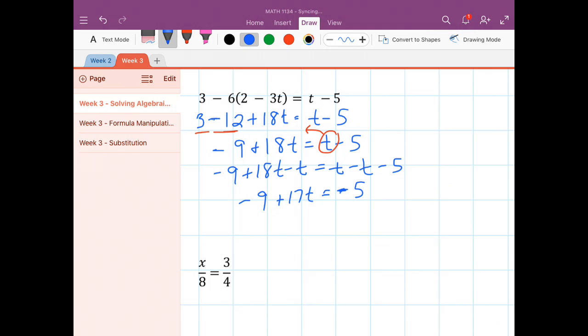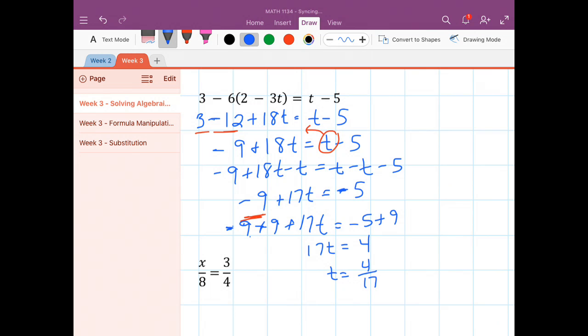Now I'm going to bring this 9 over to the other side, or I want to get rid of that plus 9 so that the t is by itself. So I'm going to add 9 to both sides. And that gives me 17t equals 4. So t is going to be 4 over 17. And again, I'm going to leave it as a fraction because it's more accurate than if I try to leave it and round as a decimal.